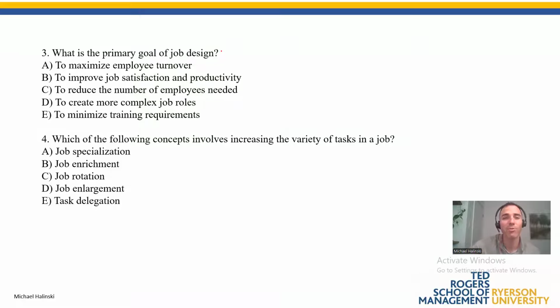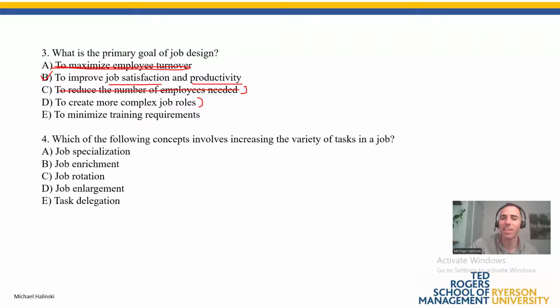Okay, so keeping those two things in mind: to maximize employee turnover. No, we don't want people to leave. We want people to stay. To improve the job satisfaction. Good. I like how this is talking about two things. One's about the org, one's about the employee. So that one sounds good to me. To reduce the number of employees needed. No, that's just totally wrong. To create more complex job roles. What's interesting is, I guess I get what this part C is. This part C is all about increasing efficiency. So yeah, that's part of it, but that's only the organizational perspective.